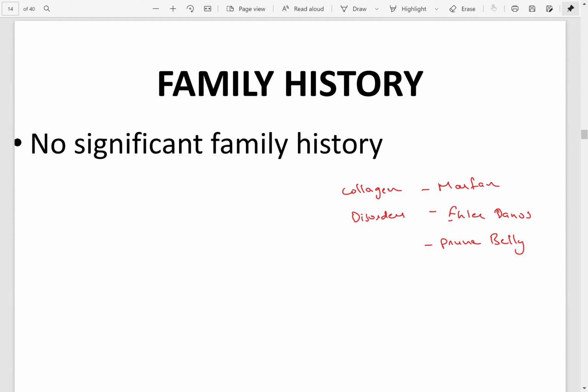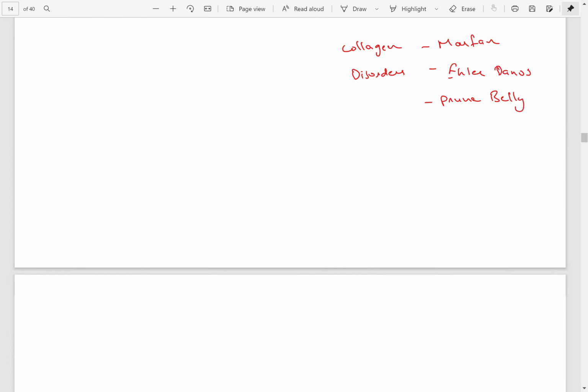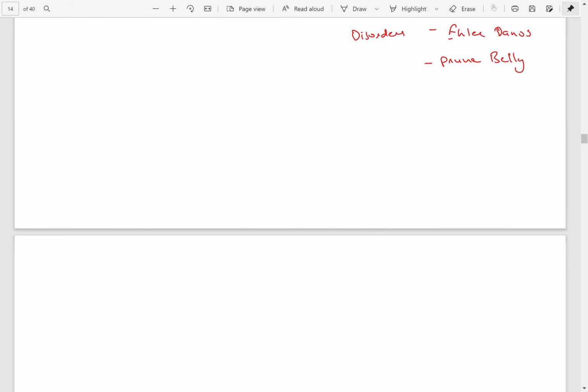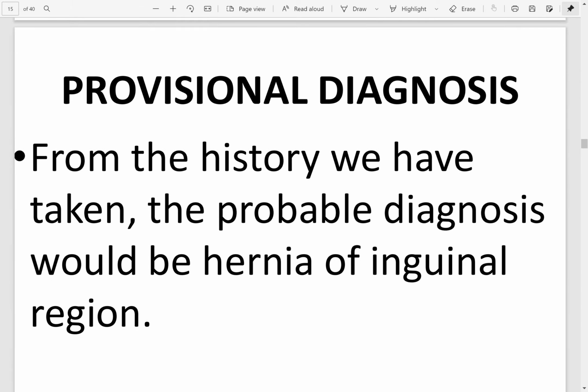So family history, the family history which you need to be aware of for hernia would be your collagen disorders, like the common ones like Marfan and Ehlers-Danlos. And if they ask you for something else, then you can tell prune belly syndrome, which is a collagen type 3 defect. So that is your family history. So from the following history of swelling, dull aching type of pain, reducible in nature, and the cause of hernia mostly weightlifting, and then no other important family history or past history, we come to the provisional probable diagnosis of inguinal hernia. We will proceed with the case.